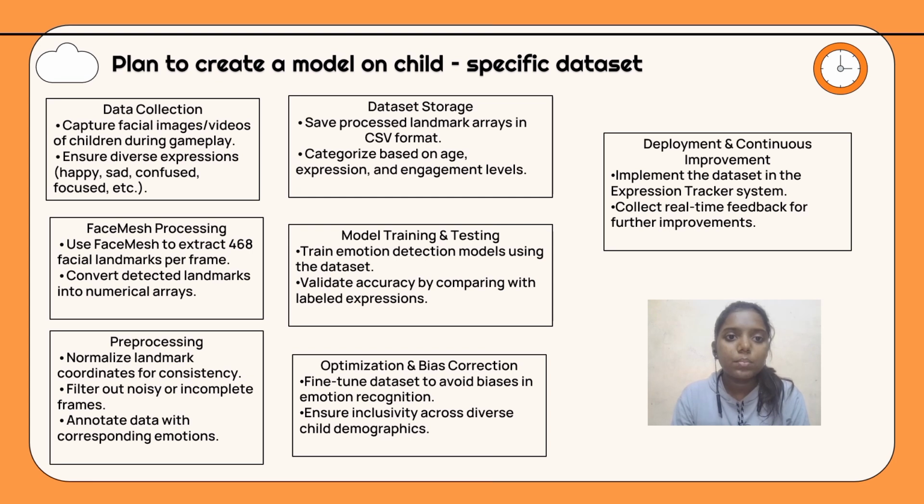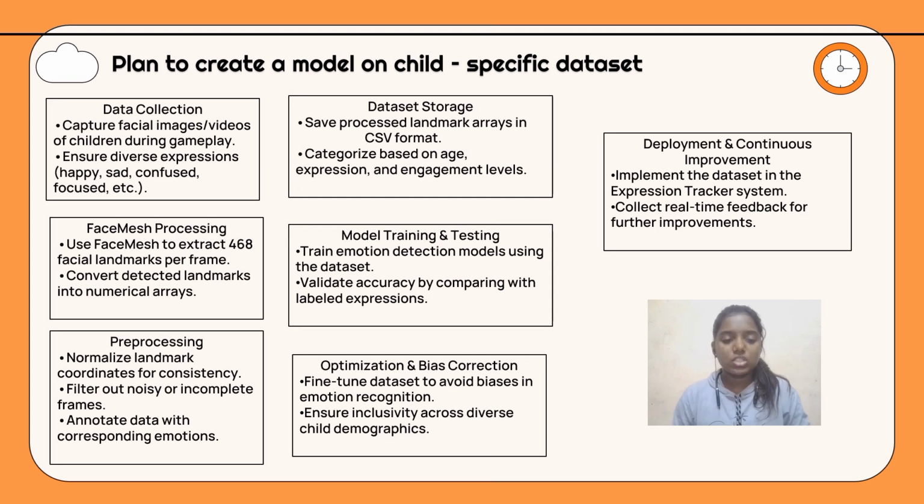Now let's see the plan to create a model on a child-specific dataset in detail. The first thing is data collection. We have to capture facial images or videos of children during gameplay, ensuring diverse expressions like happy, sad, confused, etc. Then face mesh processing. Use face mesh to extract 468 facial landmarks per frame, and convert the detected landmarks into numerical arrays. Then comes the pre-processing. Normalize the landmark coordinates for consistency. Filter out noise or incomplete frames. Annotate data with corresponding emotions.